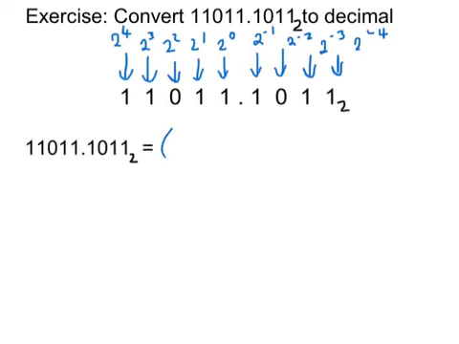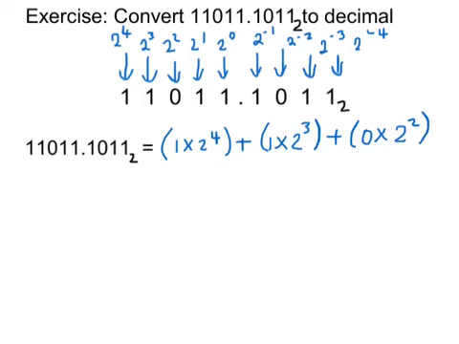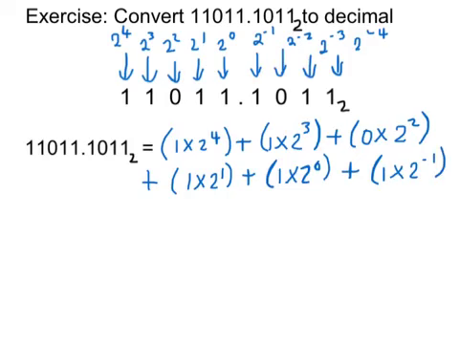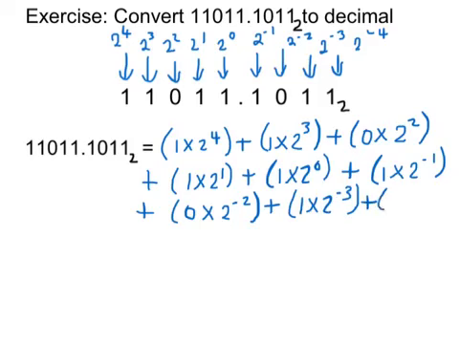Now multiplying this out, we have 11011.1011 base 2 is equal to 1 multiplied by 2 to the power of 4 plus 1 multiplied by 2 to the power of 3 plus 0 multiplied by 2 to the power of 2 plus 1 multiplied by 2 to the power of 1 plus 1 multiplied by 2 to the 0 plus 1 multiplied by 2 to the minus 1 plus 0 multiplied by 2 to the power of minus 2 plus 1 multiplied by 2 to the minus 3, and lastly plus 1 multiplied by 2 to the power of minus 4.